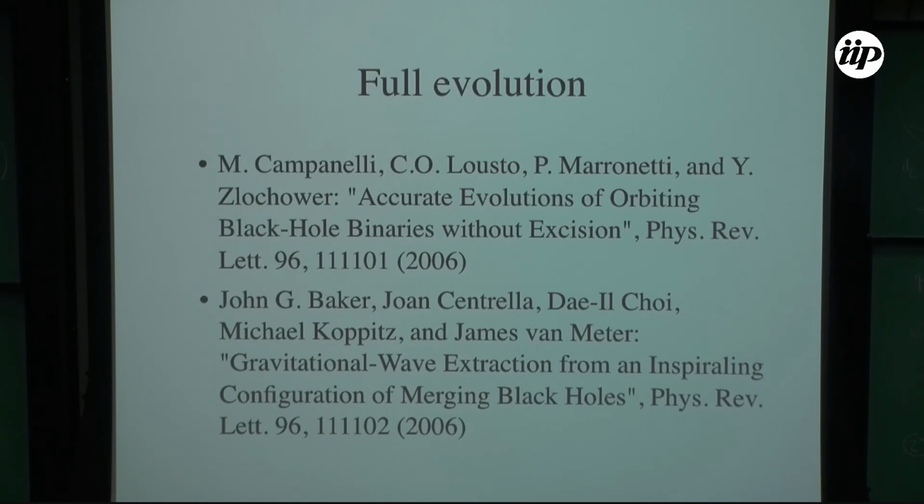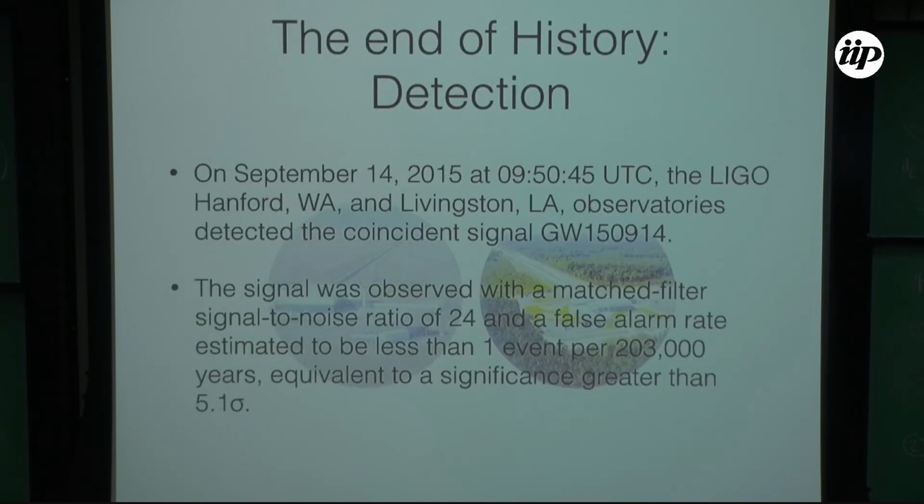And so the end of the history, as you know, the beginning of a new era, was September 14 when the collision of two black holes was detected. GW150914 was observed with a matched filter signal to noise ratio of 24, a false alarm rate estimated to be less than 1 event per 200,000 years, so significance greater than 5.1 sigma. But it took 100 years to get there. I think today I'm going to finish here and continue tomorrow, if that's okay.